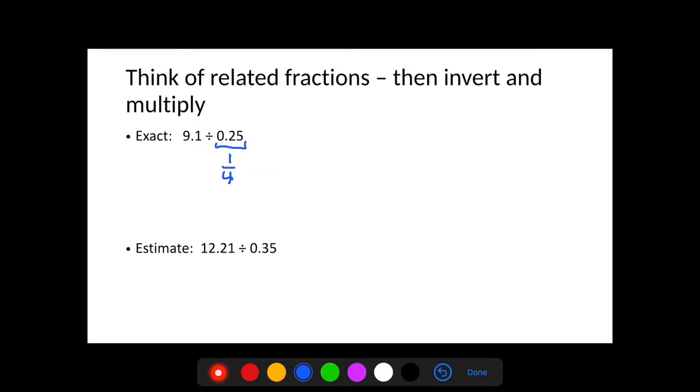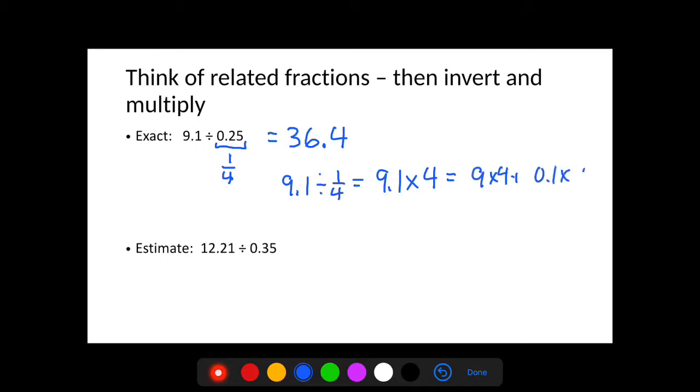9.1 times 4 is going to be 9 times 4 is 36. 0.1 times 4 is going to be 0.4, so 36.4. All I did in my head here was that I made this divided by 1/4, which is times 4, and then I separated this out, 9 times 4 and 1/10 times 4.